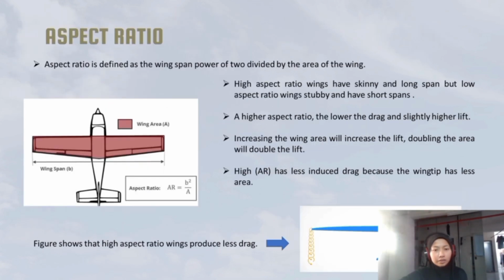Aspect ratio is defined as the wingspan squared divided by the area of the wing. High aspect ratio wings are skinny with long spans, but low aspect ratio wings are stubby with short spans. The higher the aspect ratio, the lower the drag and slightly higher the lift. Increasing the wing area will increase the lift. Doubling the area will double the lift. High aspect ratio has less induced drag because the wing tip has less area.